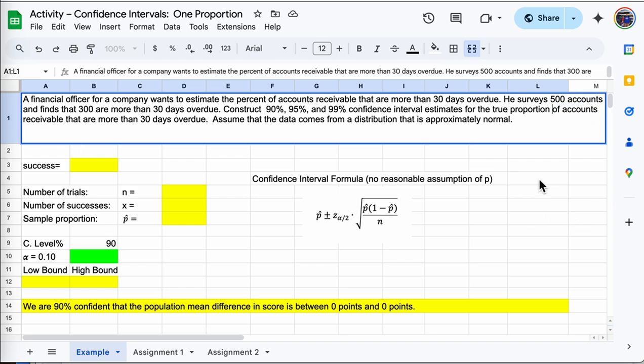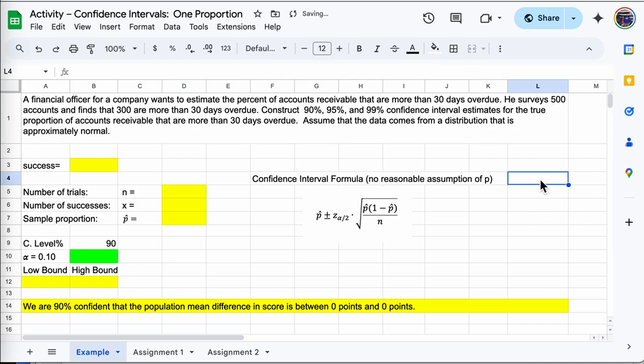All right, just fixing a typo here. Assume that data comes from a distribution that's approximately normal. So the first thing I would do is define what a success is. All right, in this case, kind of weird to think it, but it's a negative thing. More than 30 days overdue.